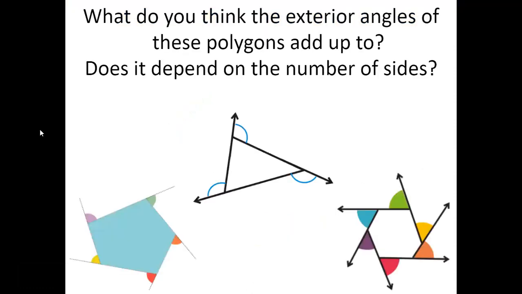So here's some thought. What do you think the exterior angles of these polygons add up to? Does it depend on the number of sides? Feel free to pause, think about it, okay? I may have given it up already. I may have not, all right?